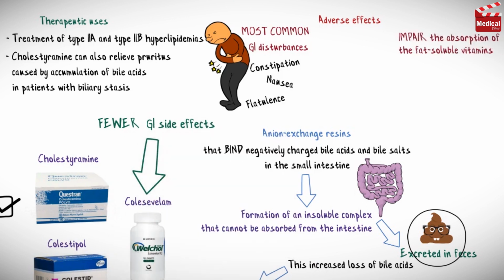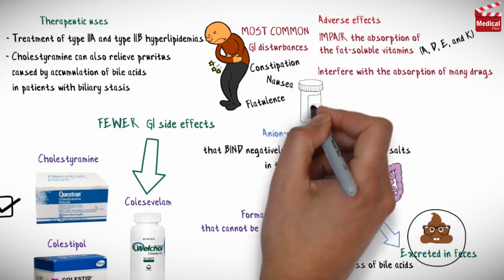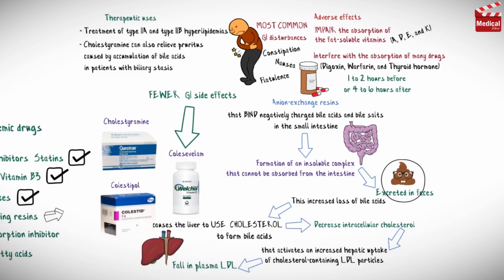These drugs may impair the absorption of the fat-soluble vitamins, and they also interfere with the absorption of many drugs, such as digoxin, warfarin and thyroid hormone. So other drugs should be taken at least 1 to 2 hours before, or 4 to 6 hours after, the bile acid binding resins.